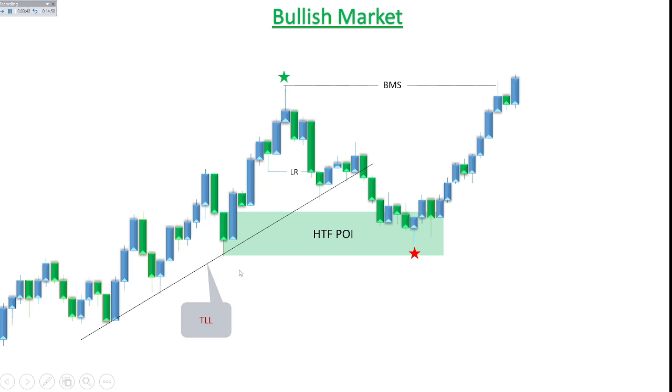So you see that during this level, whenever you draw a trend line, this is how you spot the trend line liquidity. That's the reason we covered trend line liquidity, how to draw a valid trend line, during the very start of the program, so that you understand how it is manipulated.